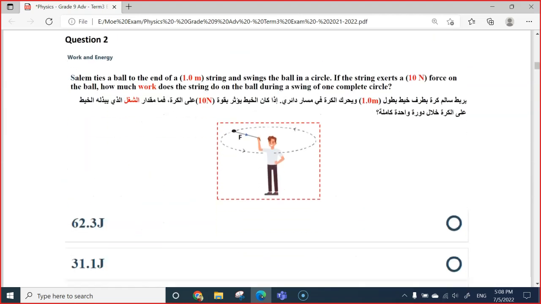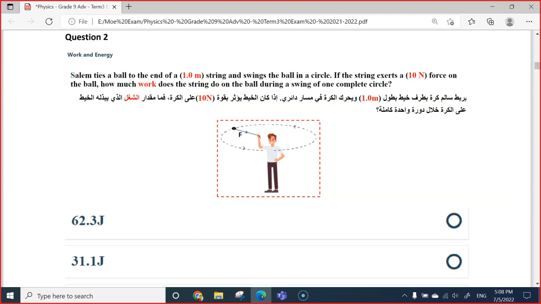Now we will move to question number 2. Salim ties a ball to the end of a 1 meter string and swings the ball in a circle. If the string exerts a 10 Newton force on the ball, how much work does the string do on the ball? Here also you need to calculate the work done. So we have this equation, work done is equal to force multiplied displacement multiplied cosine theta.